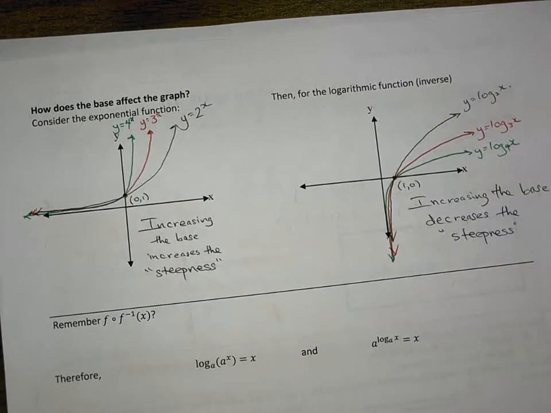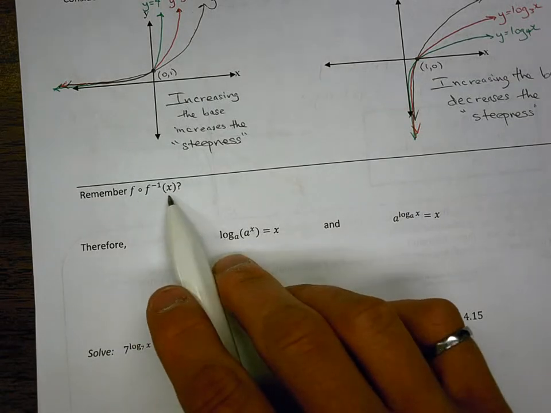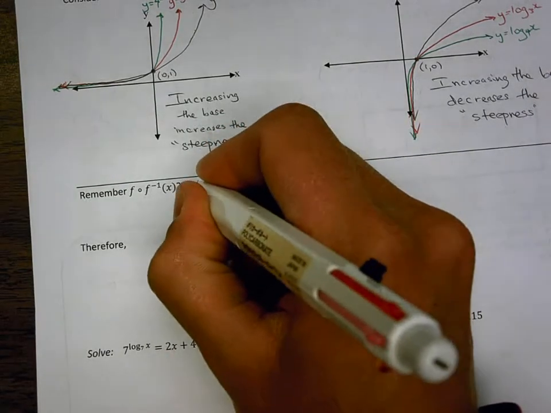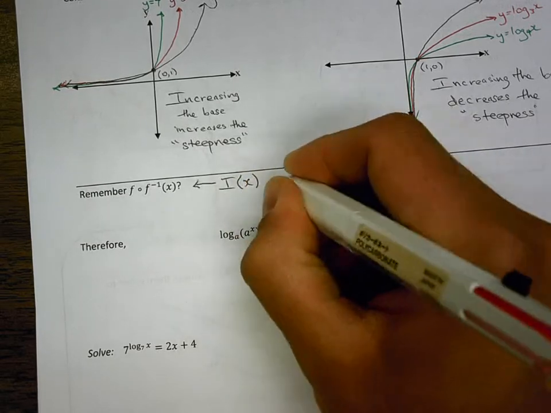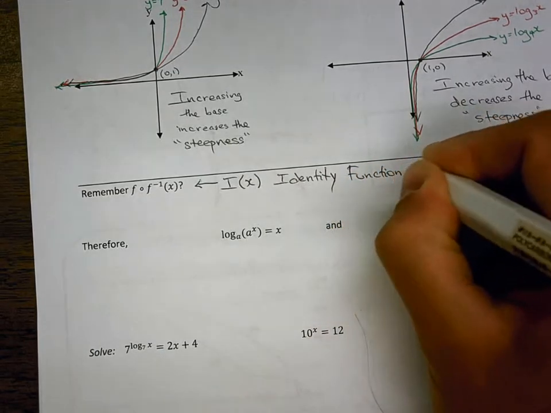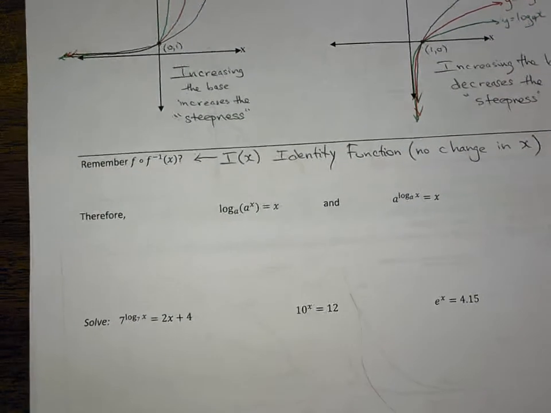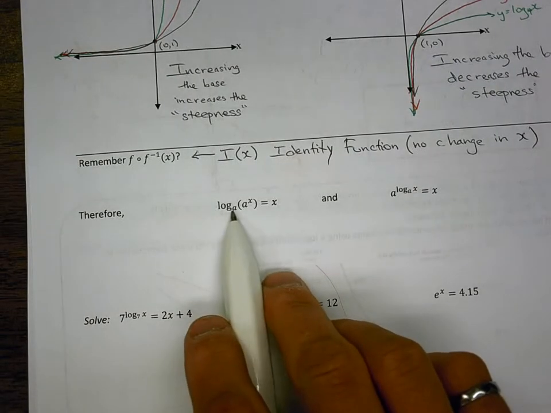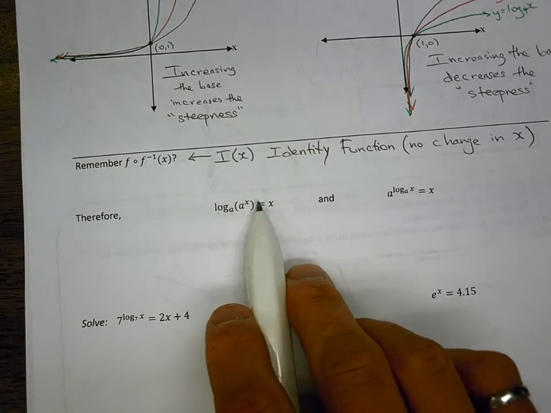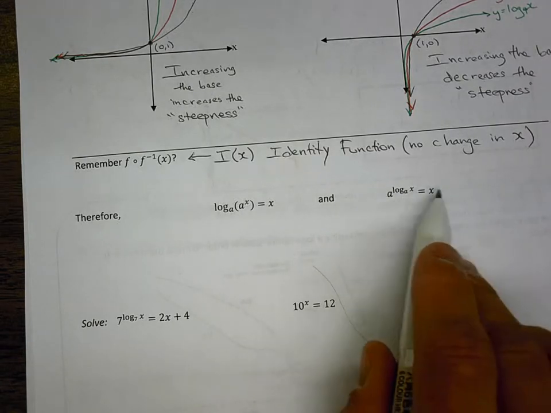Okay, finally we're just going to look a little bit more at this idea of how these two functions interact with each other. Remember f of f inverse, which is function, composite, and inverse function? This was the identity function, if you remember. Again, we're going to look at these two ideas from yesterday. If you have log base a of a to the x, these undo each other, and I'm just left with x. Similarly, if I have a raised to log base a of x, these undo each other, the exponent and the logarithm, and I'm left with x.